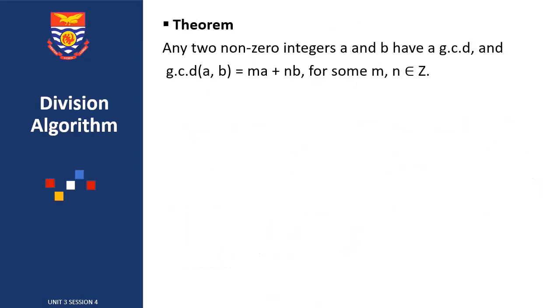Let's look at a theorem. Any two non-zero integers a and b have a GCD, and the GCD of the two is given by ma + nb for some integers m and n. To shorten this video, I give this one to you as an assignment. Go through it similar to the one we just discussed. You prove this one and you see the beauty of mathematics.